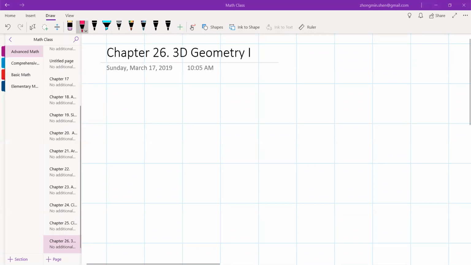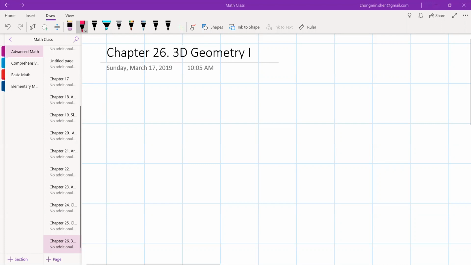So today we're going to study the last part of geometry, which is 3D geometry. All the geometry we studied before was about the plane, which we call plane geometry. It's a two-dimensional geometry. For 3D geometry, we're going to have two lessons.